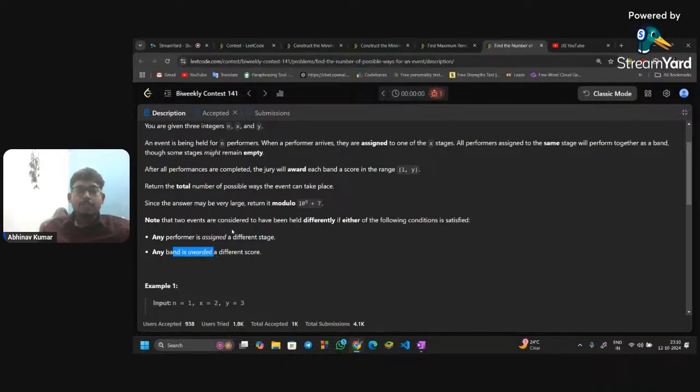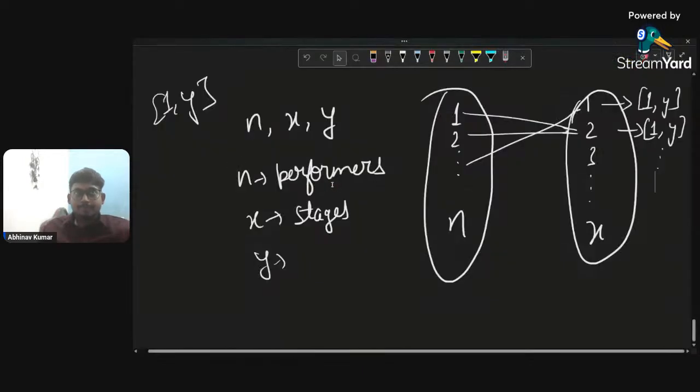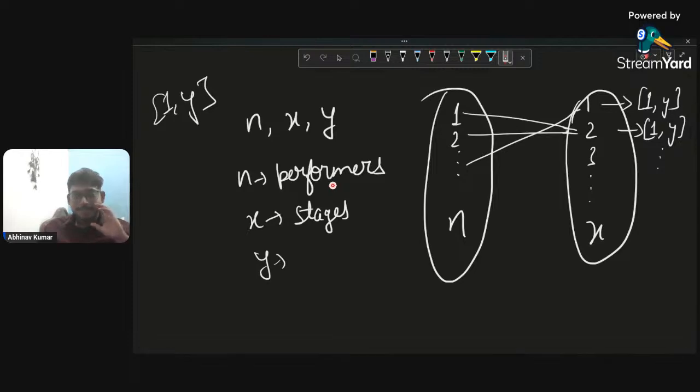Now you just need to find the number of possible ways the events can take place. How many different events can we have? That's what you need to find out. So this is basically a problem where you have to apply permutations and combinations and calculate this. You have to do the maths basically in this.